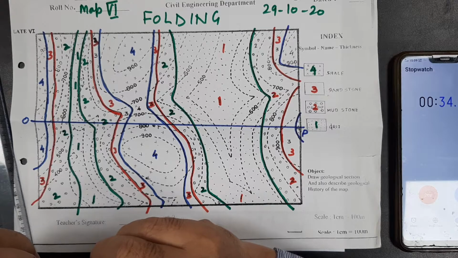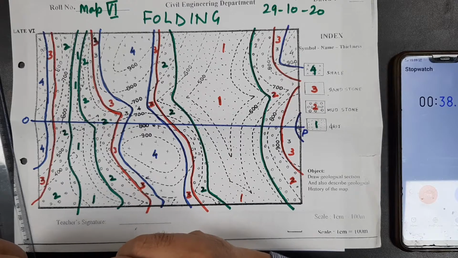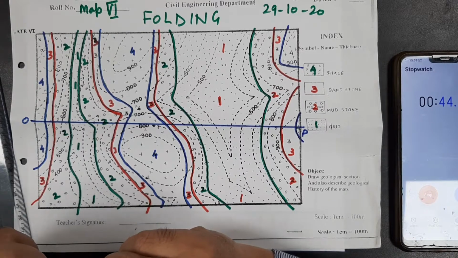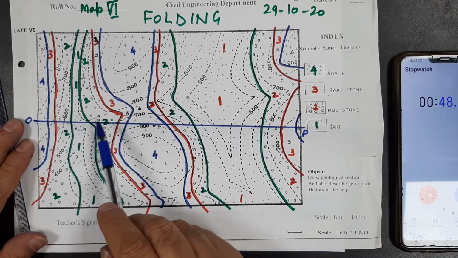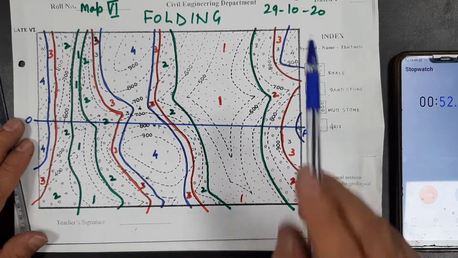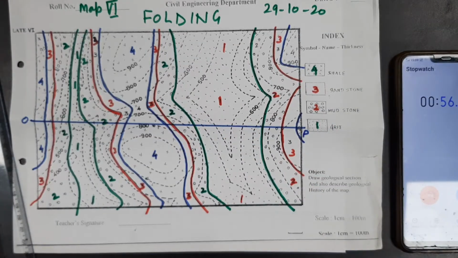Because rocks are getting repeated, that means there is a fold. And if there is an omission also, that means there is a fault. So you can see here 4, 3, 2, 1, 2, 3, 4, 3, 2, 1, 2, 3 and 4. So we have all rocks repeated. That means the rocks are folded.